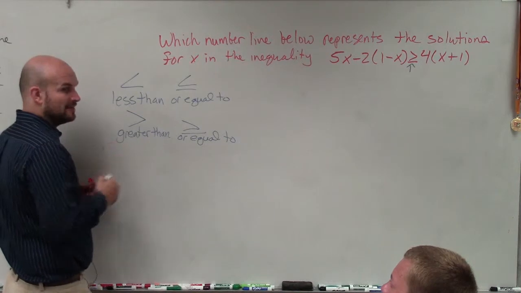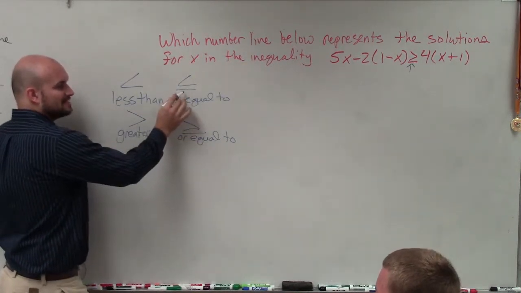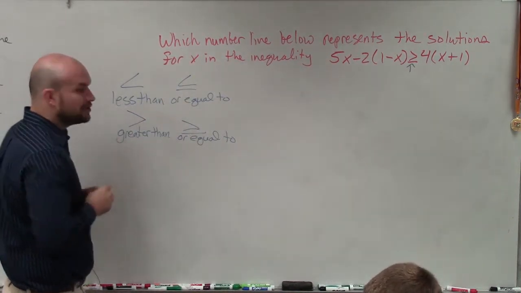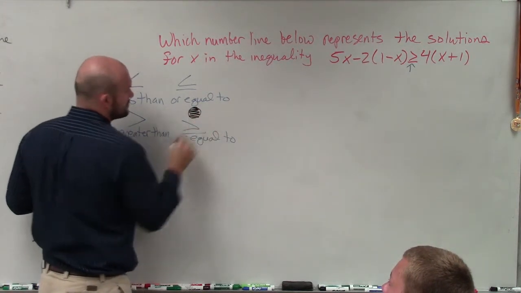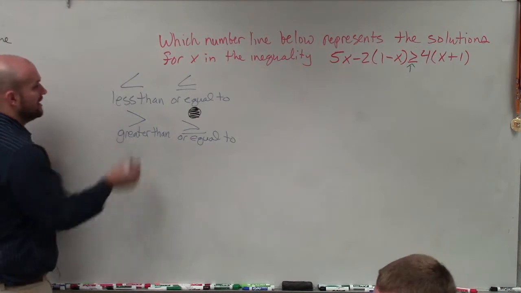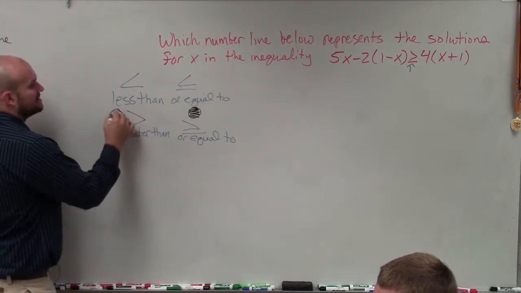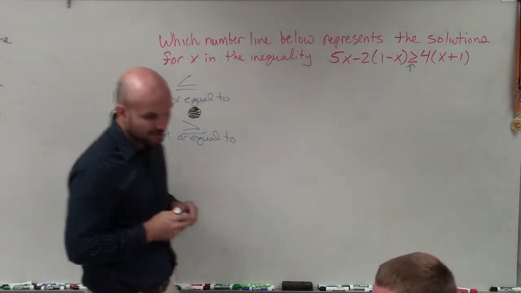And we'll talk about that when we get to graphing their solutions. But anytime you have less than or equal to or greater than or equal to, you're going to have what we call a closed point. That means that point is going to be a part of the solution. And anytime you have less than or greater than, it's what we call an open point, where it's not going to be a part of the solution.